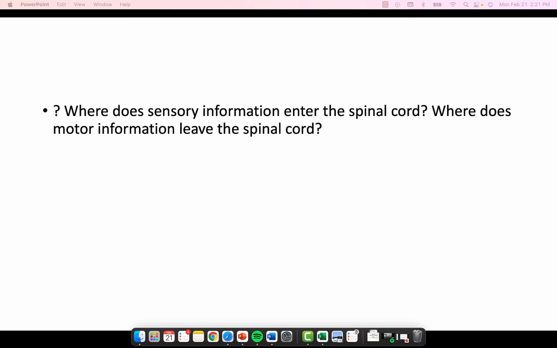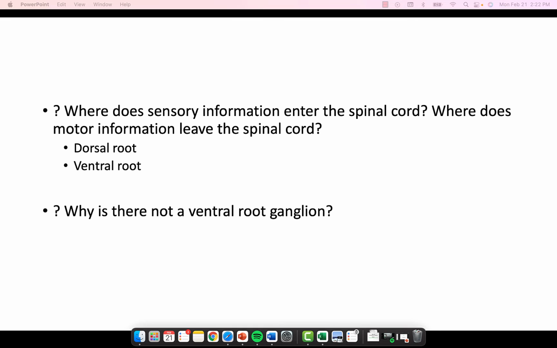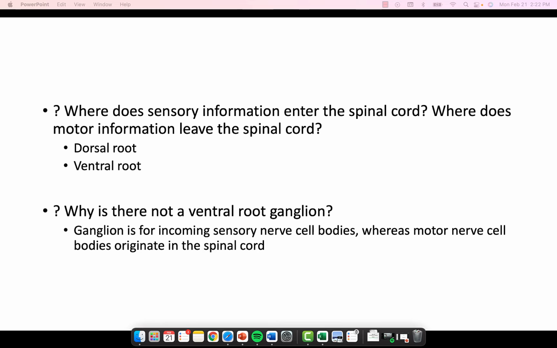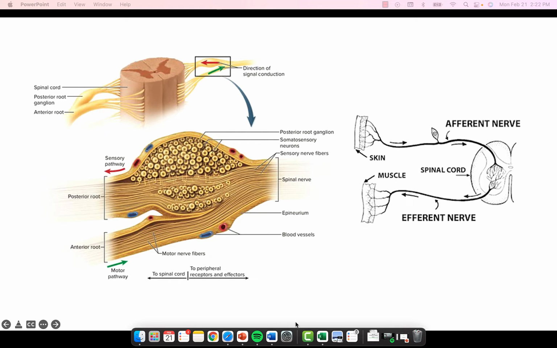So, where does sensory information enter the spinal cord? It is via the dorsal root, right? That dorsal root ganglion is a good landmark for you to figure out where you're looking here. And then, where does the motor information leave the spinal cord? It's via the ventral root. Why is there no ventral root ganglion? Well, ganglion is for incoming sensory nerve cell bodies, whereas motor nerve cell bodies originate in the spinal cord in that anterior horn.